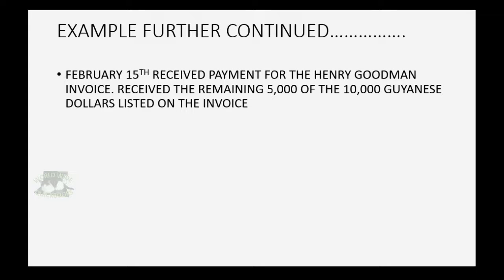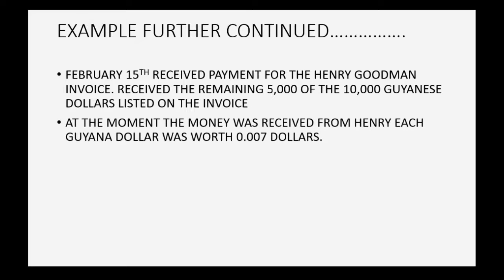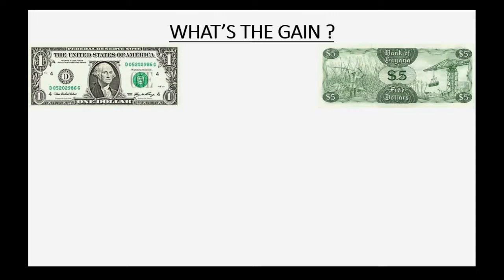Now, to properly learn this, we have to follow through and finish our example. Let's imagine on February 15th, we received payment for the Henry Goodman invoice. We received the remaining 5,000 of the 10,000 Guyanese dollars listed on the invoice. At the moment the money was received from Henry, each Guyana dollar was worth 0.007 US dollars. So what was the gain?